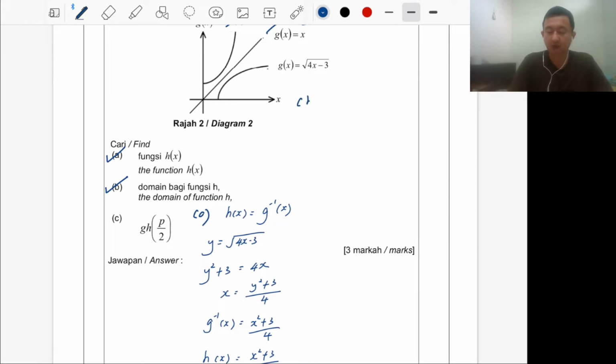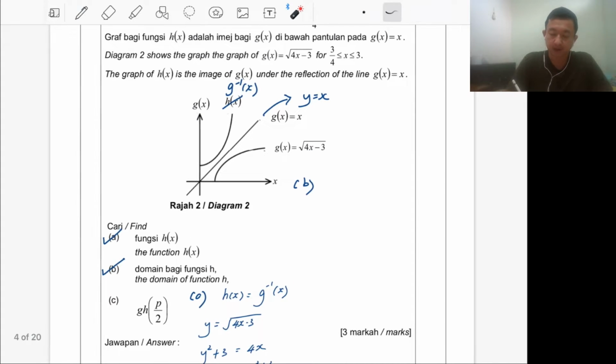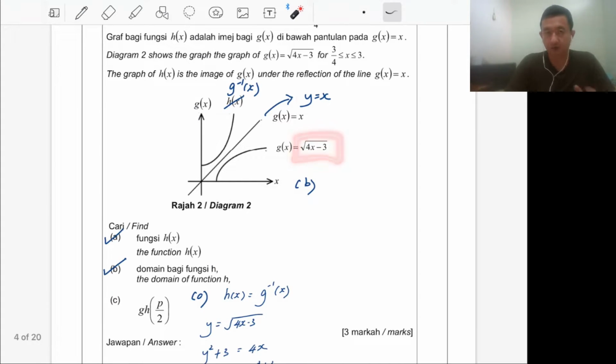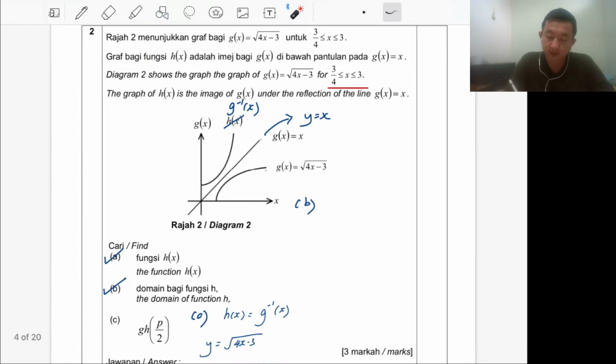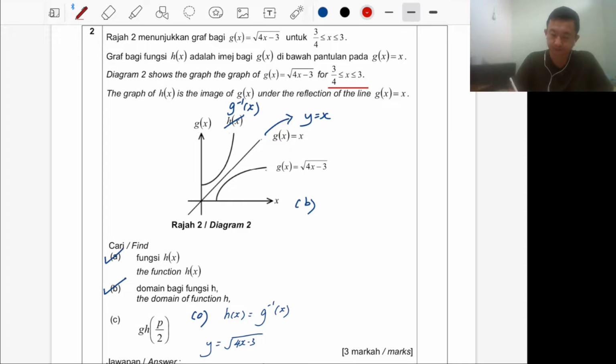Let's figure out what is the output for g(x). In order to figure out the output, or the range of g(x), you need to know the input. The input is the domain. What happens when you sub in 3/4 into the equation here? Think about it. What do you get? 0, right?